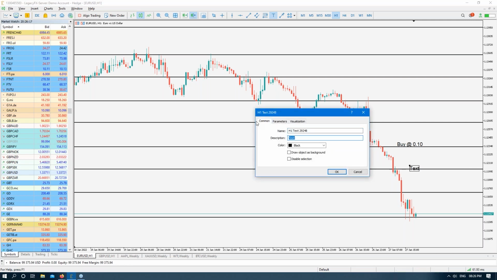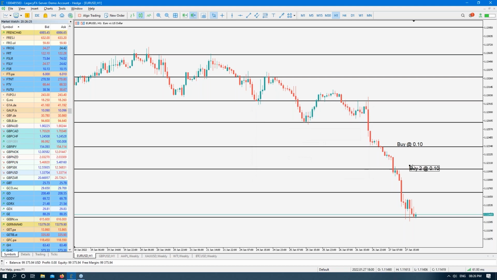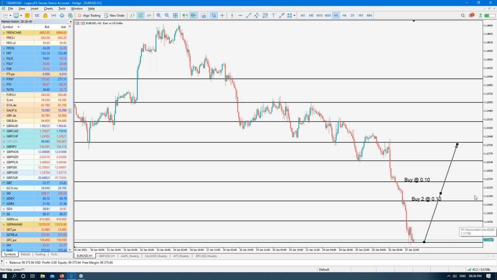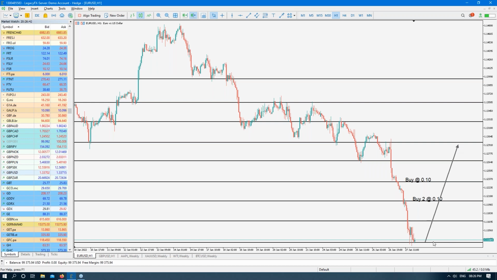All right, so 0.1. So this is buy number 2, buy number 3, buy number 4. I think that kind of explains itself now. So what happens? Once this market finally changes, and it does go back in this direction, your lowest buy will be the best possible entry point, and you're making profit along the way again.